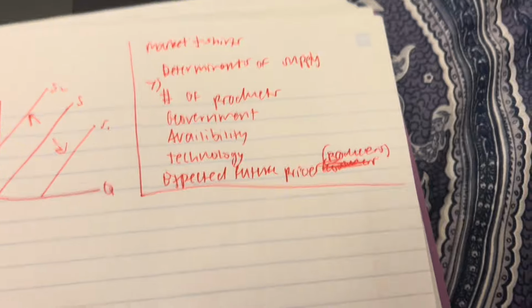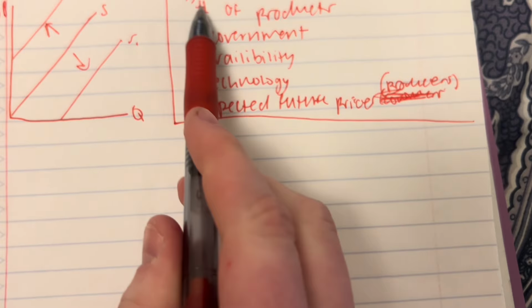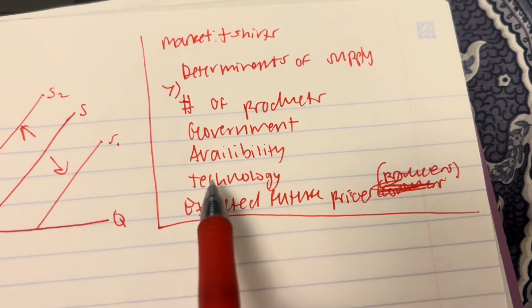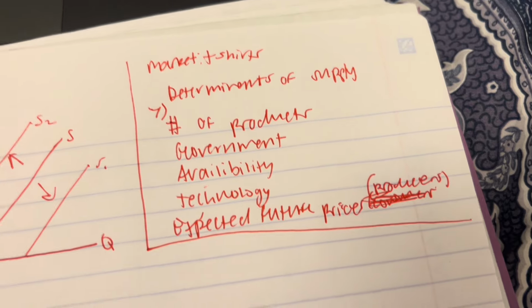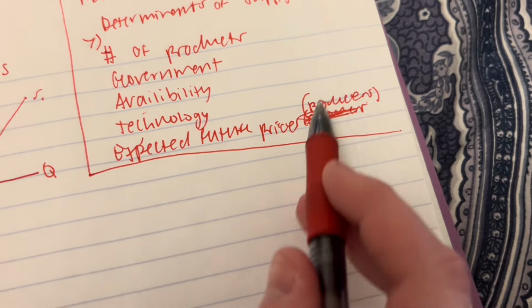And then question number 7 is asking to explain the determinants of supply by using an example graph for each determinant. So the market will be t-shirts, and the determinants of supply is #gate. So that's number of producers, government, availability, technology, and expected future prices by producers.